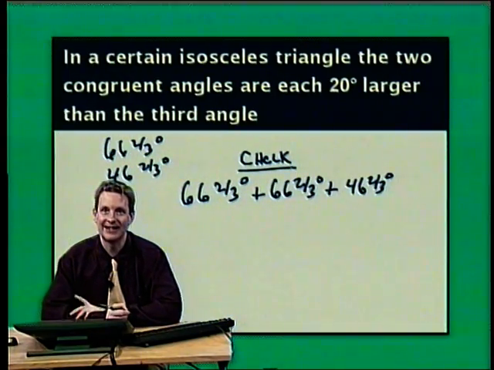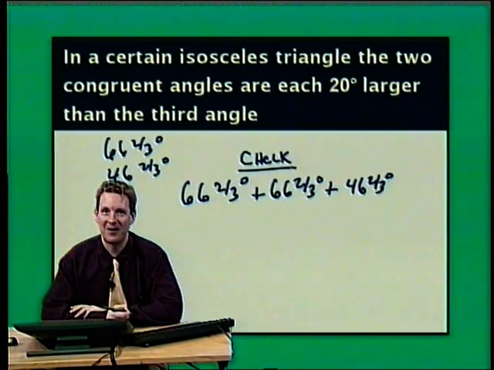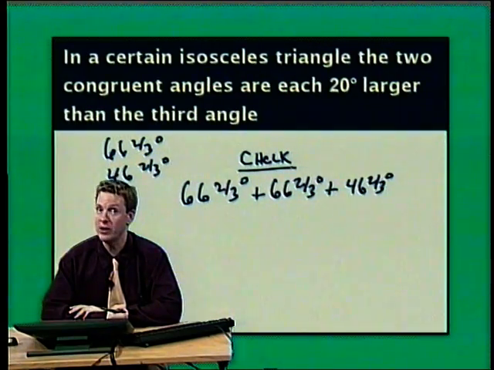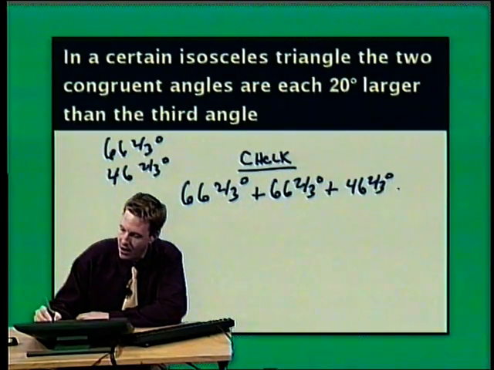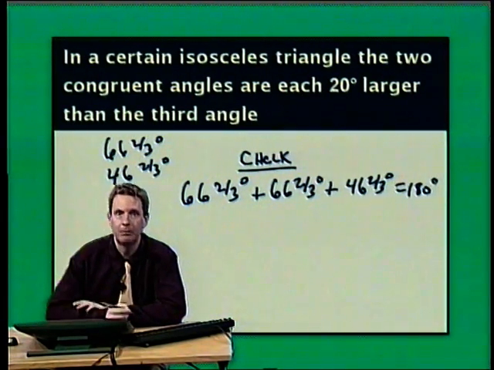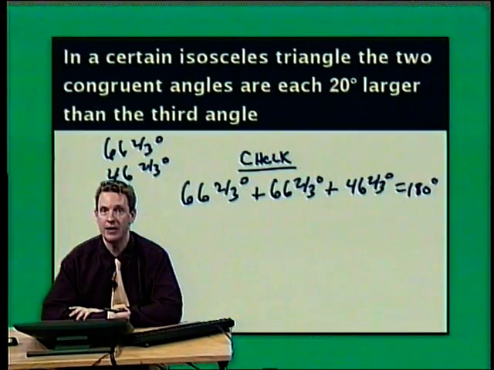Let's add the integers. 66 and 66 is 132, and if you add to that 46, you get 178. If you have 2/3 and 2/3 and 2/3, that's 3 times 2/3. 3 into 3 is 1, and we're left with 2. 178 and 2 is 180. Our answer checks. Our angle measurements add to 180 degrees.